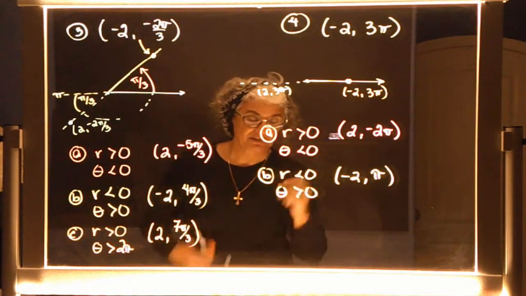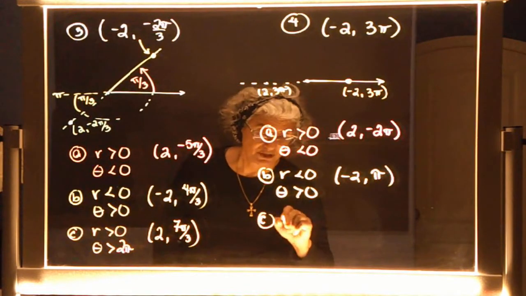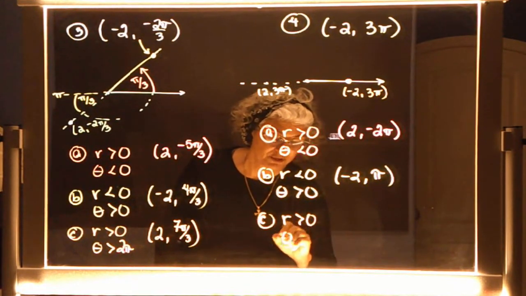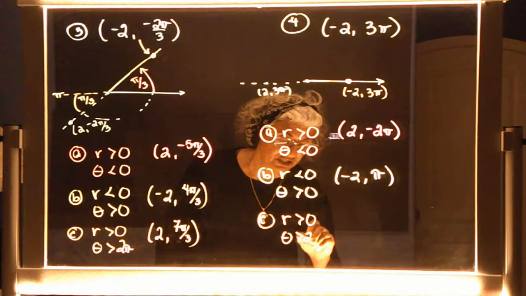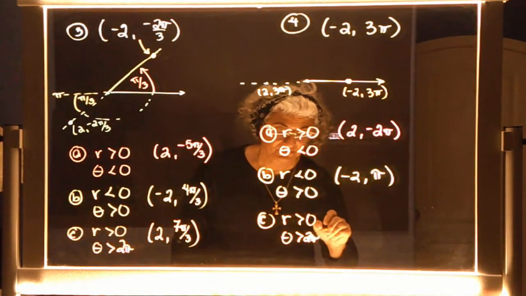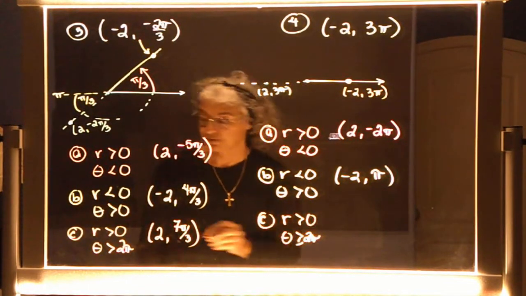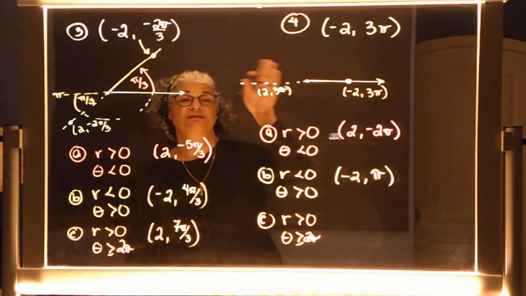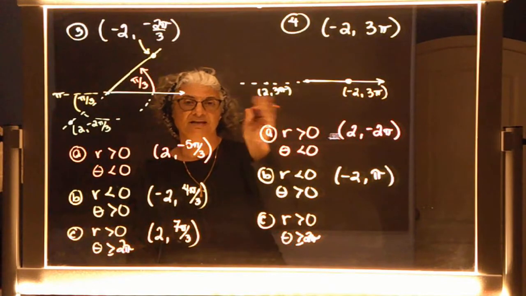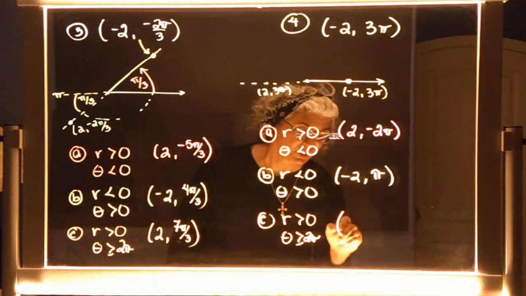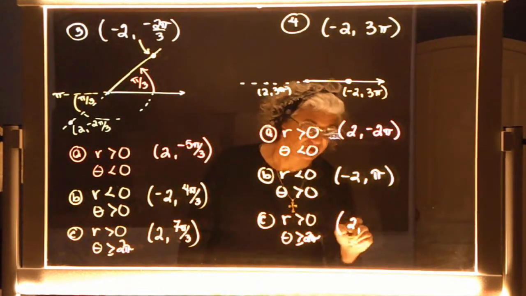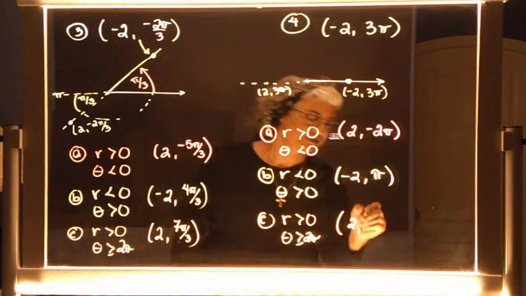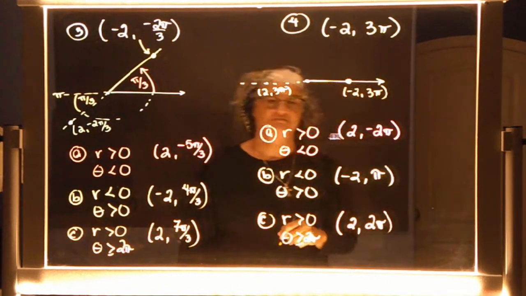And last but not least, they want the radius to be positive and they want your angle to be greater than or equal to 2 pi. Remember, these are also equal. If you go back and look at the slide before this, so to speak. Okay, so this is going to be 2, and this just ends up right at 2 pi again.